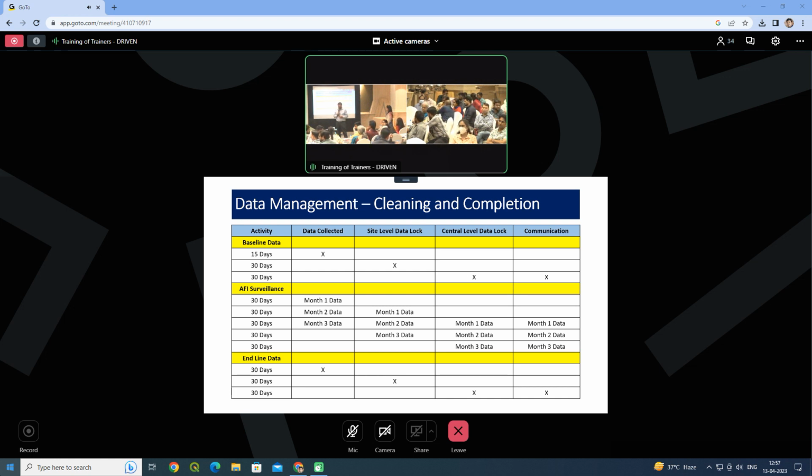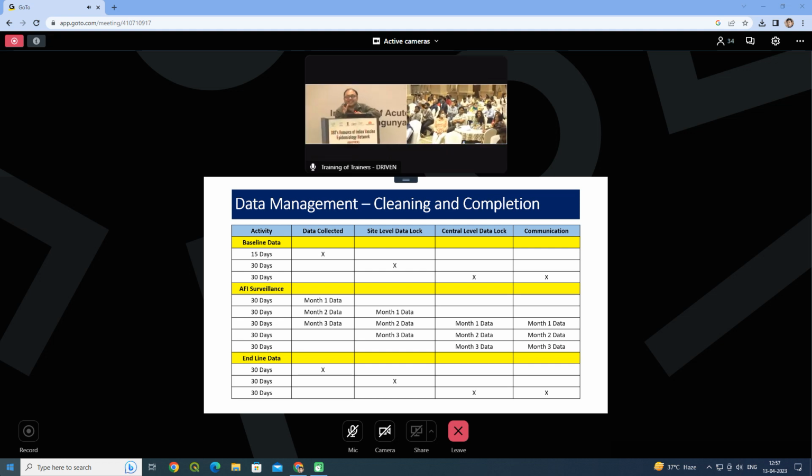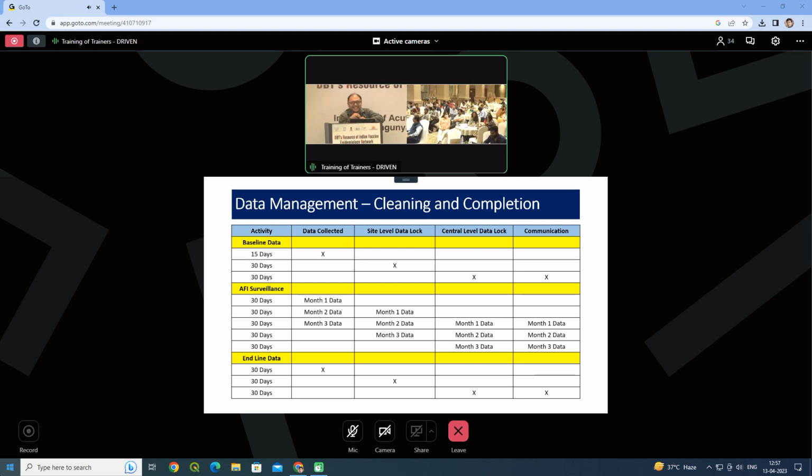Okay, so finally we conclude that data collection will be 30 days and the site level data cleaning will take 15 days. Working days. Okay. Working days. But at the central level, we will need 30 days because connecting with all 10 or 11 sites will take time. So we will need 30 days to address the problems at the central level. So 30 working days.